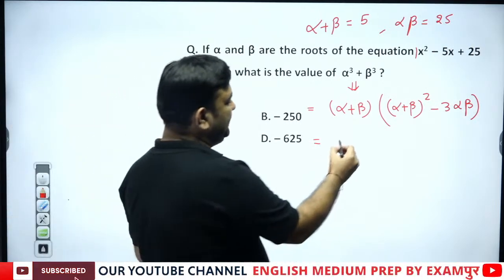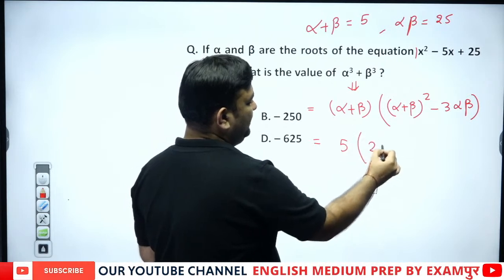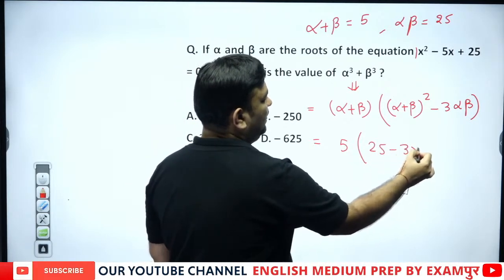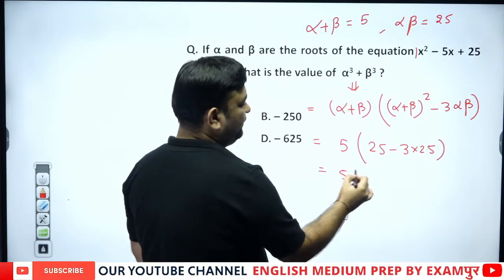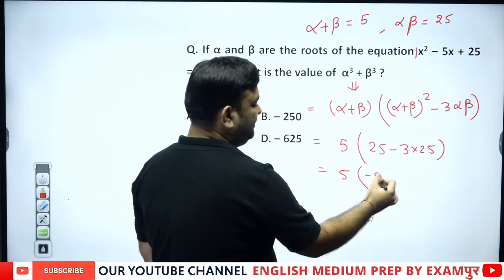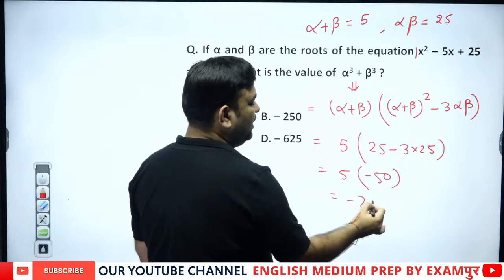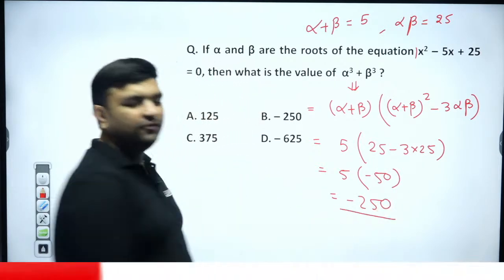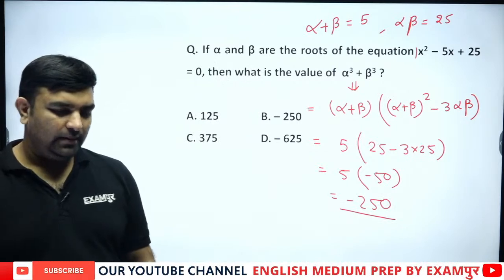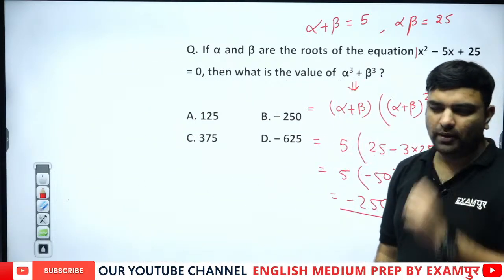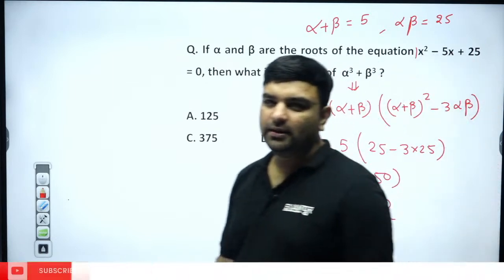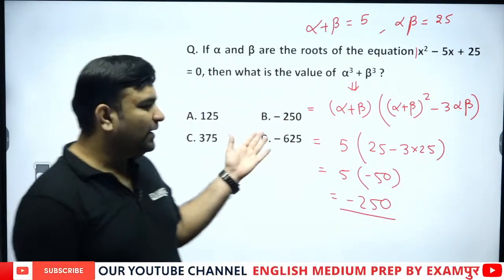So alpha plus beta is 5, cube is 125, minus 3 times alpha into beta, 25, times 5, which gives minus 250. Have you ever thought the answer would be this much negative? If anyone had to mark the answer without even solving it, I don't think any of you would mark this.